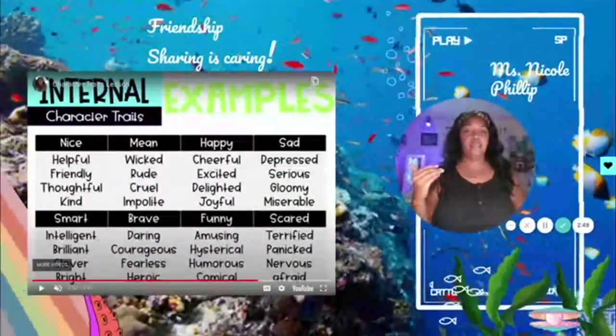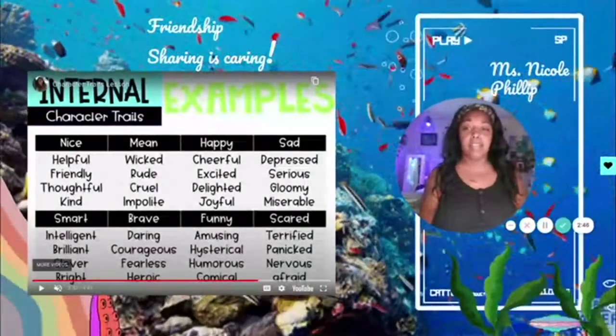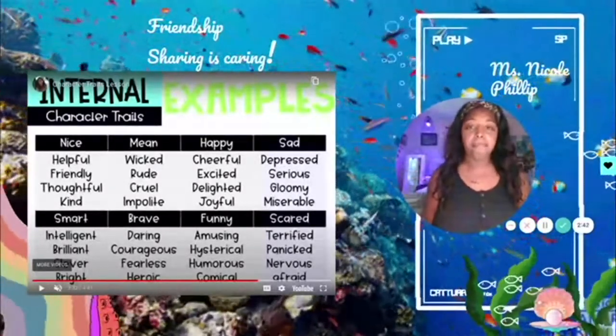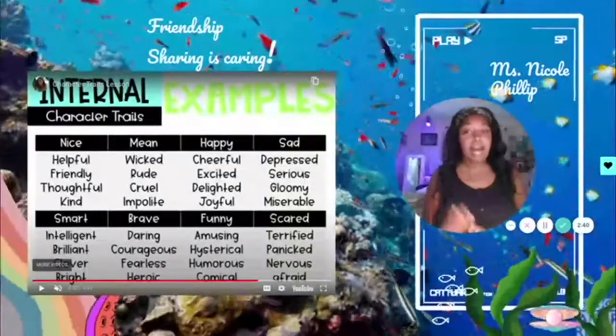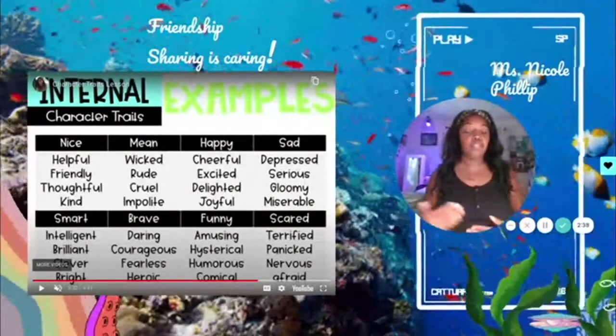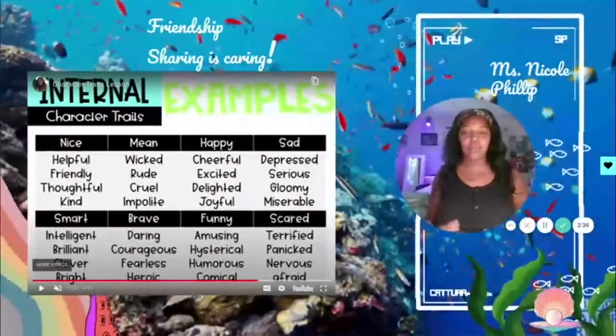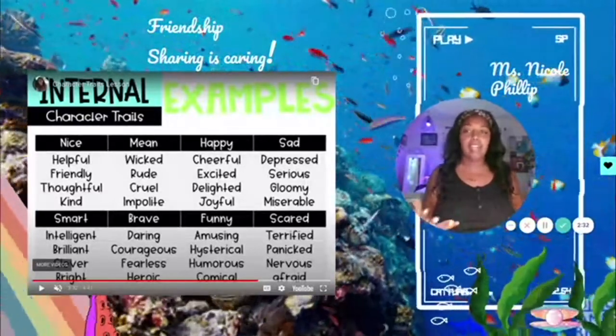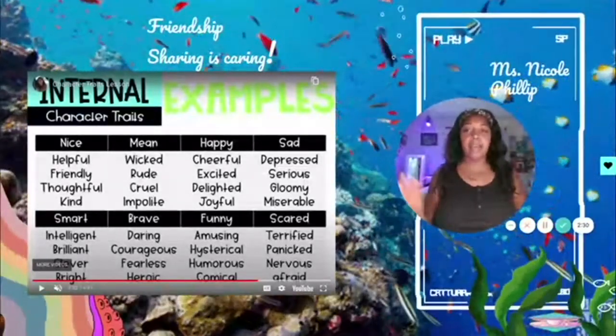If you think that Rainbow Fish was mean at the beginning, you could say that Rainbow Fish was rude or impolite. If you think that Rainbow Fish was happy, you could say that he was cheerful, excited, or even delighted. And there are many ways to explain and describe internal character traits.